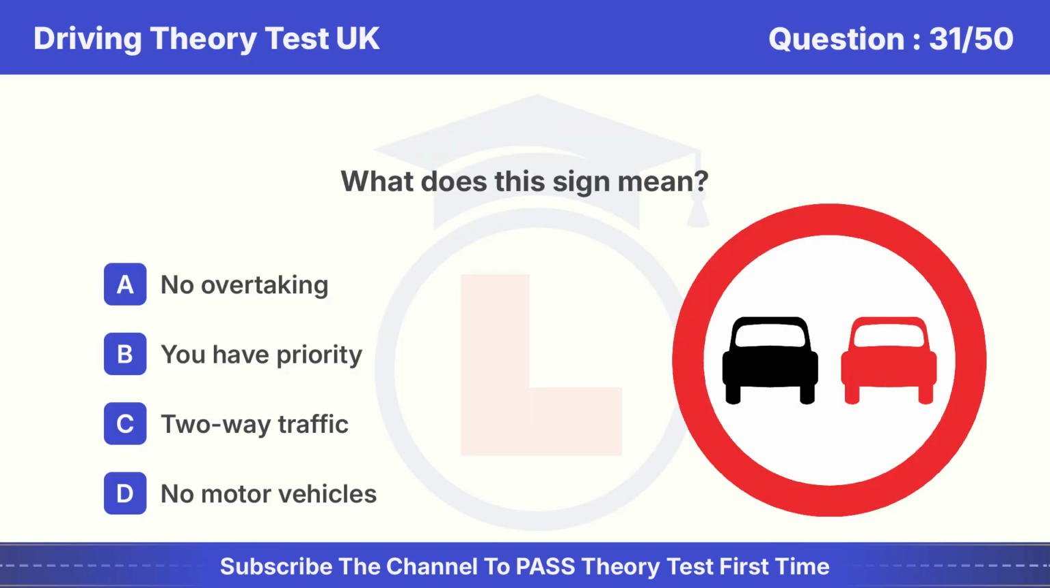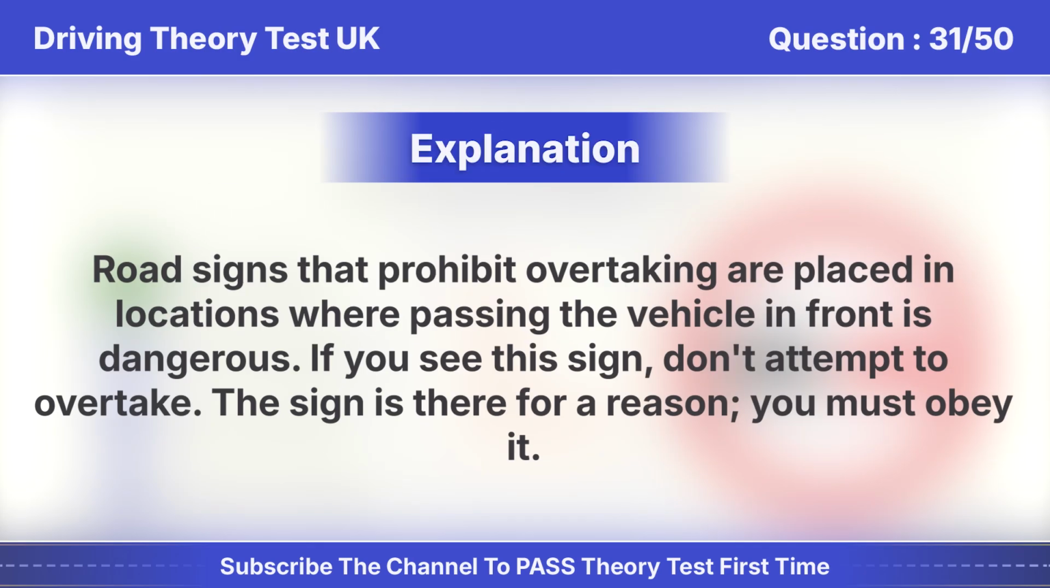Question 31. What does this sign mean? Answer is A. No overtaking. Road signs that prohibit overtaking are placed in locations where passing the vehicle in front is dangerous. If you see this sign, don't attempt to overtake. The sign is there for a reason. You must obey it.